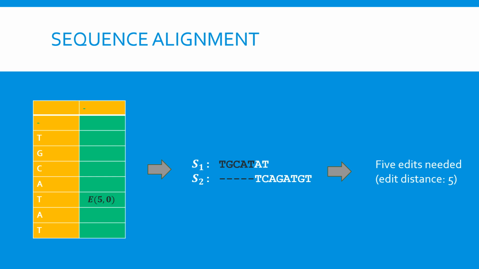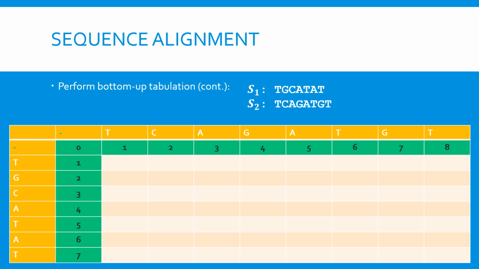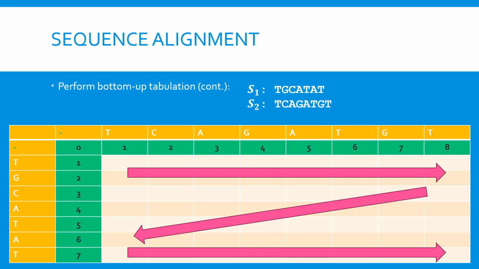By symmetry, the first column represents cases where a prefix of S1 is matched with gaps in S2. Following the same logic, we have E[I][0] equals I for all I, meaning that the number of edits to match the I-long prefix in S1 with gaps in S2 is I. Now, we can fill in the values for the first row and column, as shown in this figure. With the boundary values in place, we can compute all remaining entries in the table row by row, using the established recursive function.